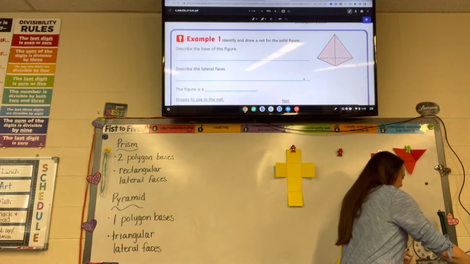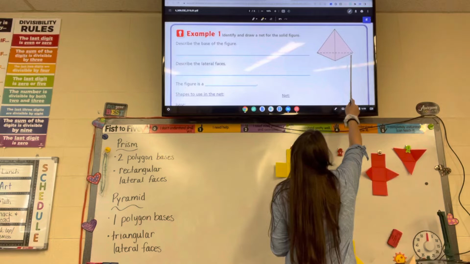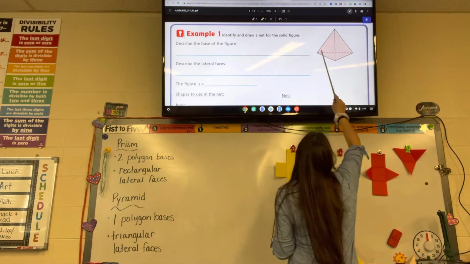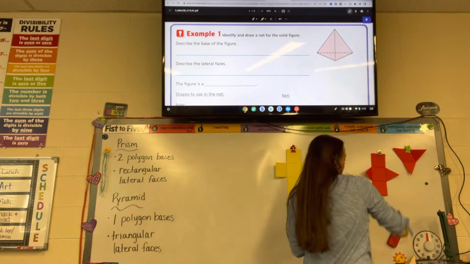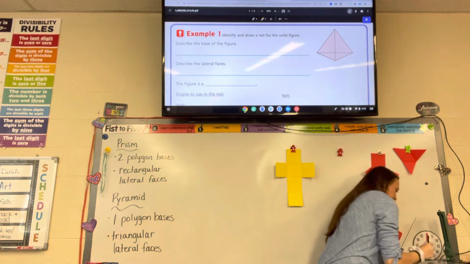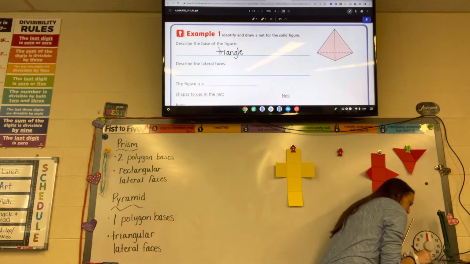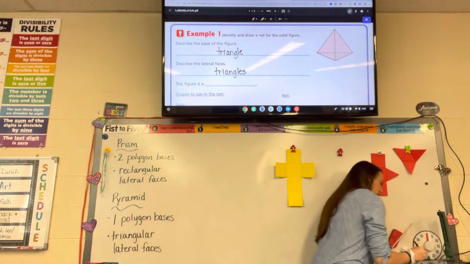Identify and draw a net for this solid figure. What is the shape of the base? A triangle. So that's what we're going to write here. And what are the three lateral face shapes? Triangles. So what is this figure? Triangular pyramid.